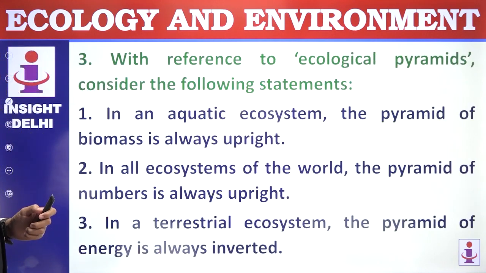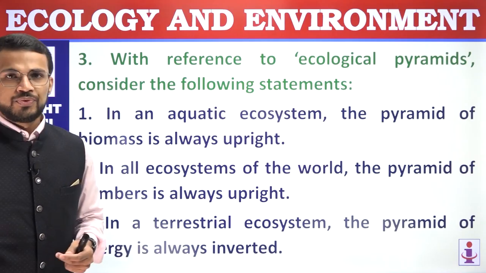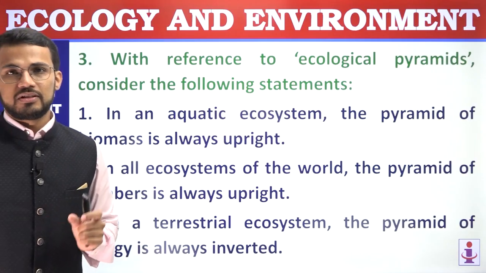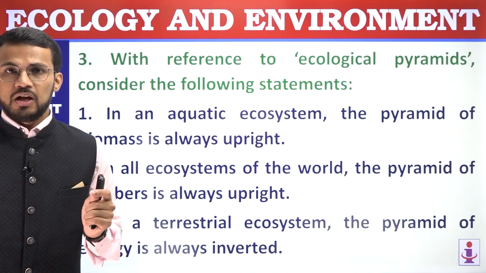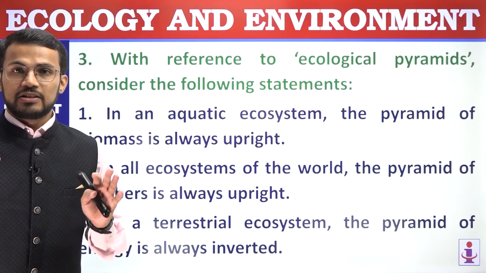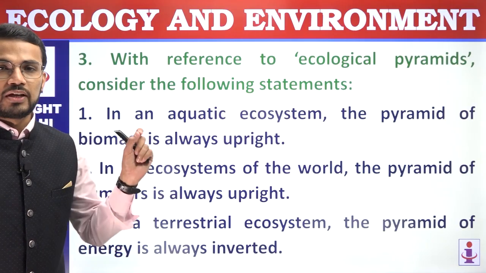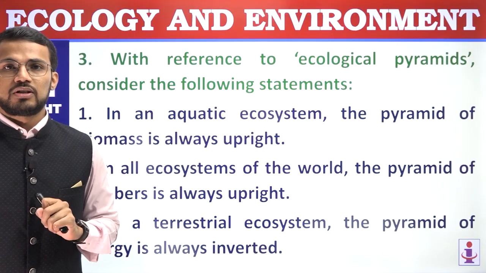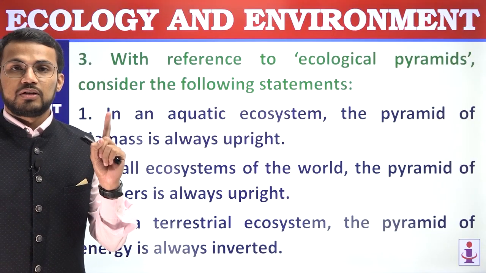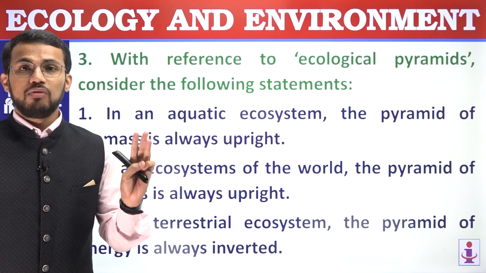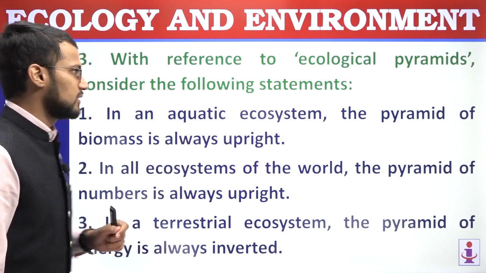Third, with reference to ecological pyramids, consider the following statements. Ecological pyramids are considered as diagrammatic representation of food chain. How energy is transferred from one trophic level to another is represented in the form of ecological pyramids. And primarily there are three types of ecological pyramids. First, ecological pyramid of biomass, pyramid of numbers, and pyramid of energy. Let us consider the statements.